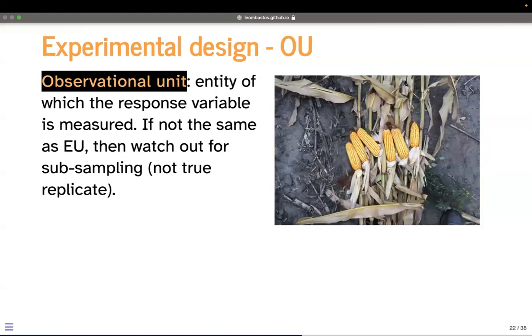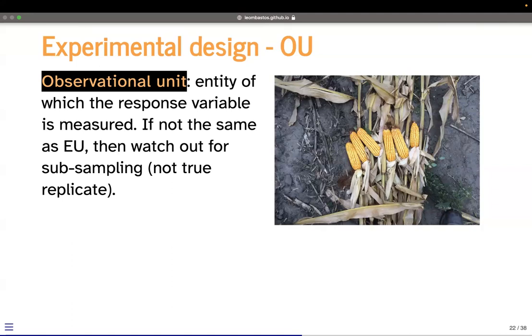However, sometimes the experimental unit is not the same as your observational unit. So what we do then is we go out at the end of the season, in this example, and collect 6 corn plants to estimate yield, biomass, and other things. So our observational unit here is corn plants, in this case a bundle of 6 corn plants, whereas our experimental unit was the whole plot, right?